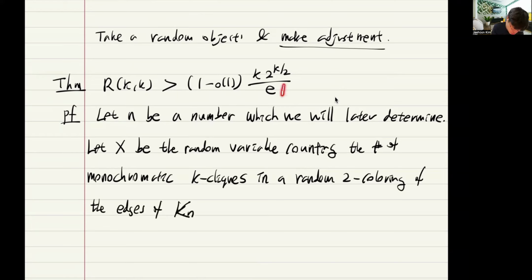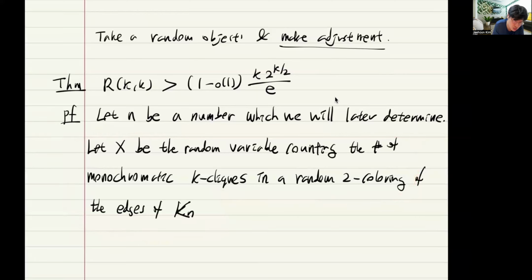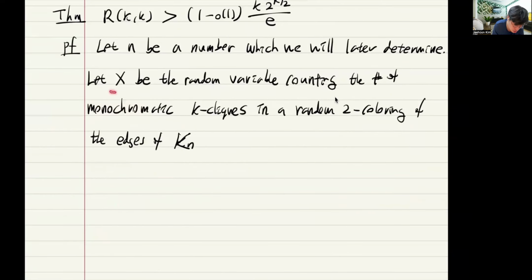So for the worse bound with the square root of 2, how did we do it? We proved the probability that you get 0 monochromatic k-cliques is positive. So you want to avoid all of them. But here, instead of avoiding them, we want to count them. So we are allowing the existence of certain monochromatic k-cliques. So we just count them, and then we want them to be not too many.